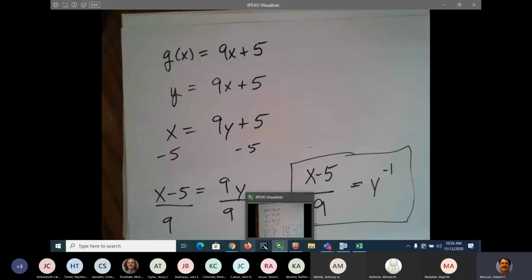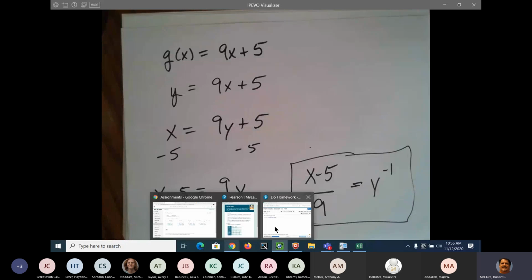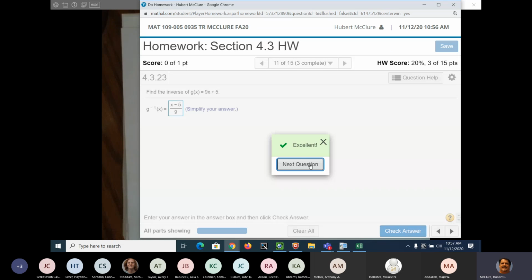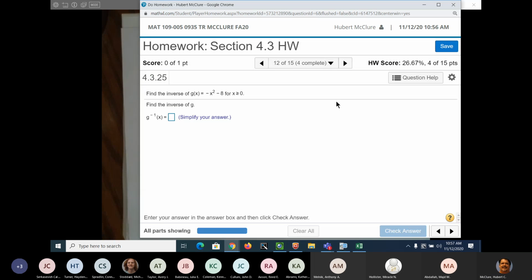So we go to the handy dandy question and type in fraction x minus 5 over 9. And same thing there. So that's your hardest questions, algebraically finding the inverse.